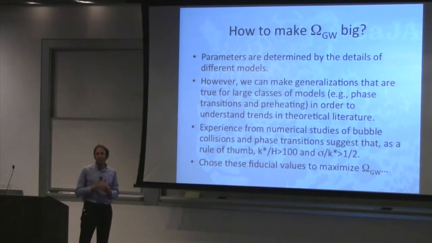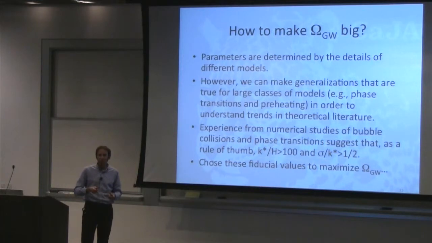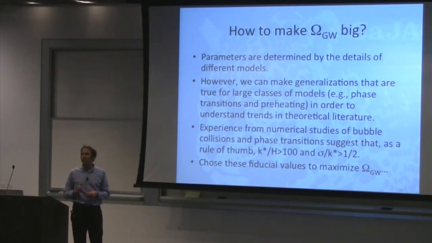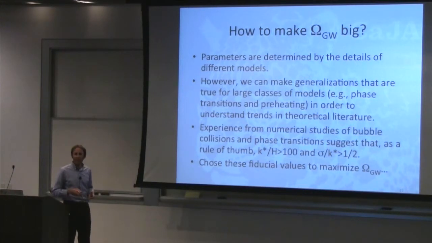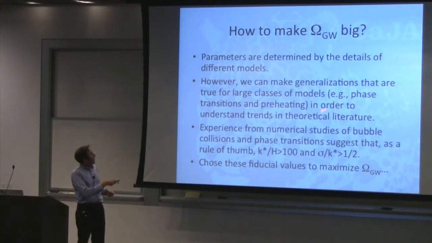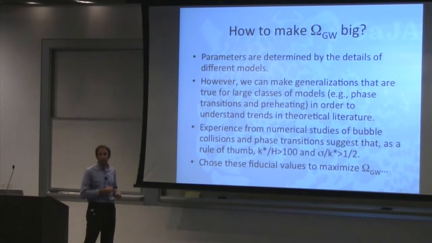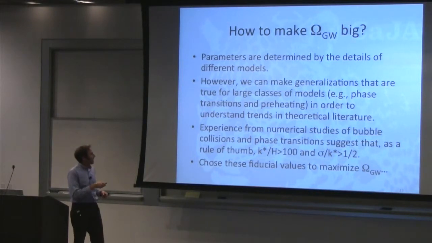Now, really, if you were being very careful, you would have to do this for individual models, because the different parameters that we're treating as free parameters are actually related to each other, and a given model predicts specific values of these different parameters. But our goal is something broader. We want to make generalizations. And in particular, we want to look at generalizations that are true for large classes of models that involve, for example, phase transitions and preheating, in order to understand trends.